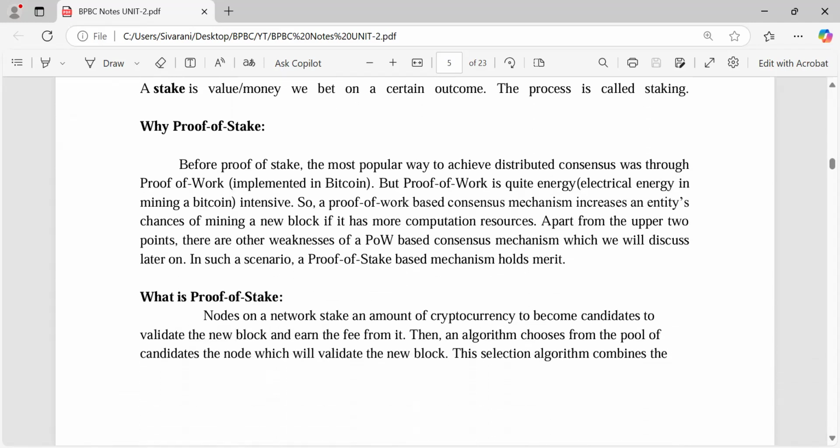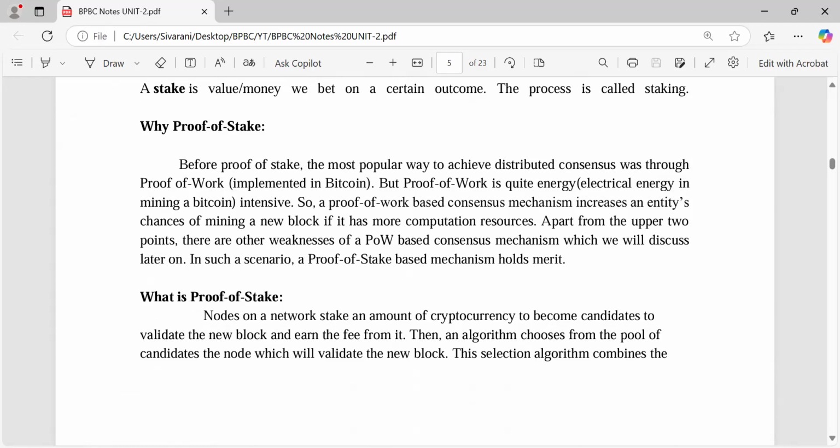Why proof of stake? Before proof of stake, we must understand why we need to achieve distributed consensus. Proof of work is implemented in Bitcoin, but proof of work is quite energy intensive. Electrical energy used in mining a Bitcoin is high. So a proof of work based consensus mechanism increases the chances of mining a new block, and it requires more computational resources. So the above 2 points are the weaknesses of proof of work based consensus mechanism. That's why we are using the proof of stake based mechanism. What is proof of stake?